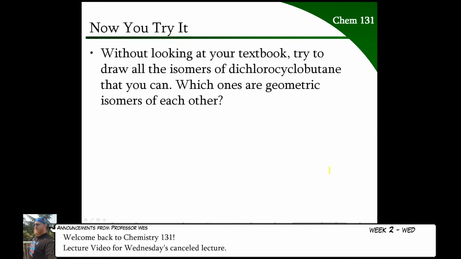All right. So what else can we do here? What I want you to do is try and draw every possible isomer of dichlorocyclobutane that you can. And then once you have drawn those, tell me which ones are geometric isomers of each other. Okay? So give that a second, and we'll go over the answer together in just a moment.